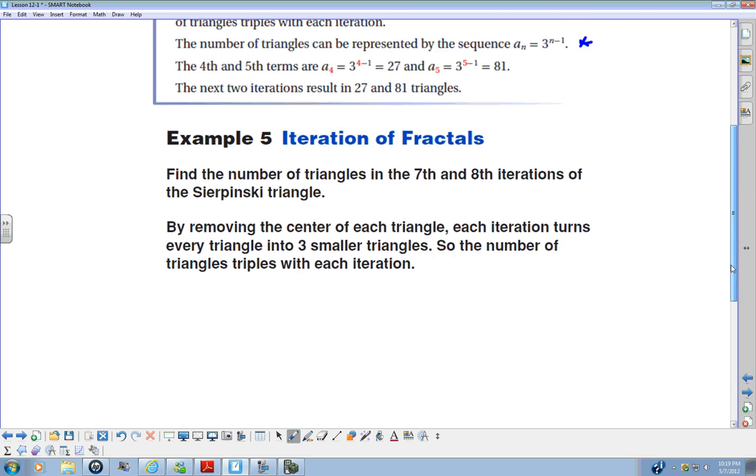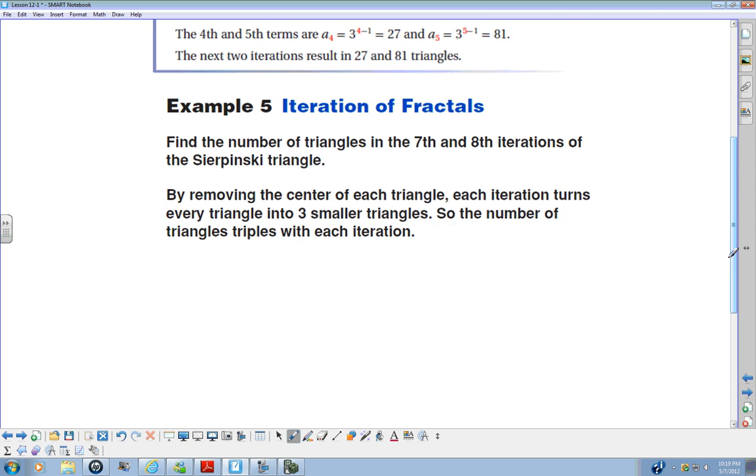So let's look at this example we have here. It says find the number of triangles in the 7th and 8th iterations of the Sierpinski triangle. So we're looking at here, by removing the center of each triangle, each iteration turns every triangle into 3 smaller triangles. So the number of triangles triples with each iteration. So we've got 3 raised to the power of n minus 1. So to find a sub 7, the 7th term, we're going to do 3 raised to the power of 7 minus 1. And then to find the 8th term, we'll do 3 raised to the power of 8 minus 1.